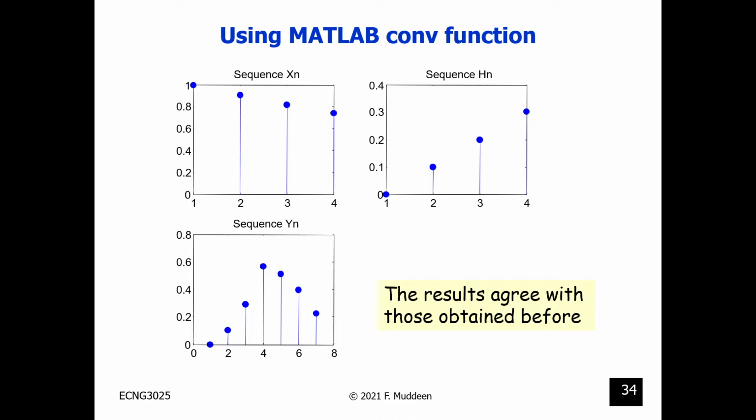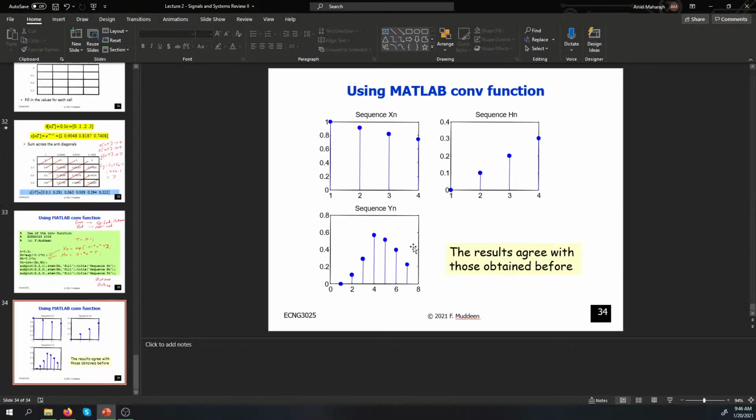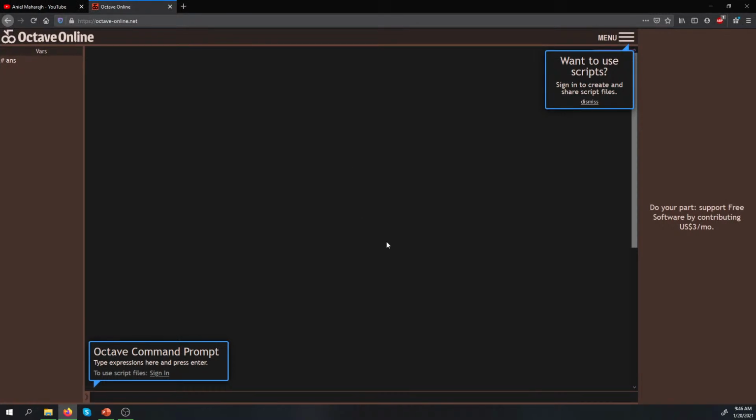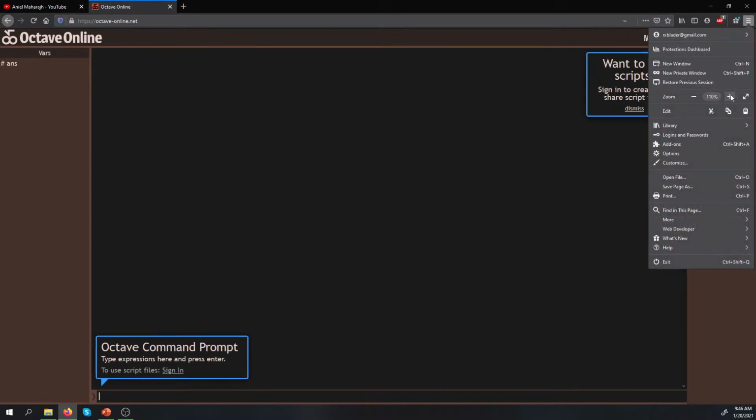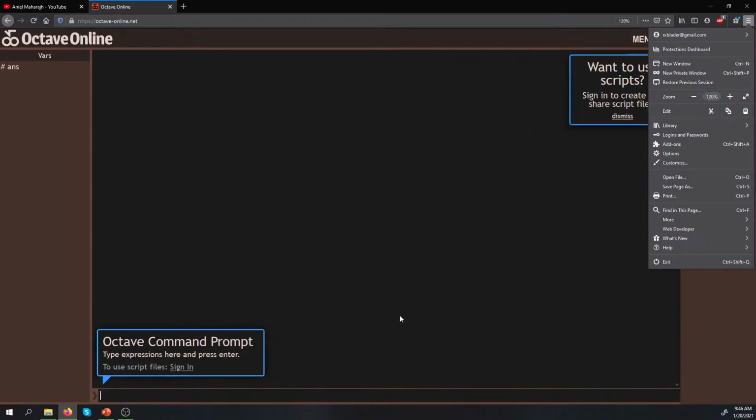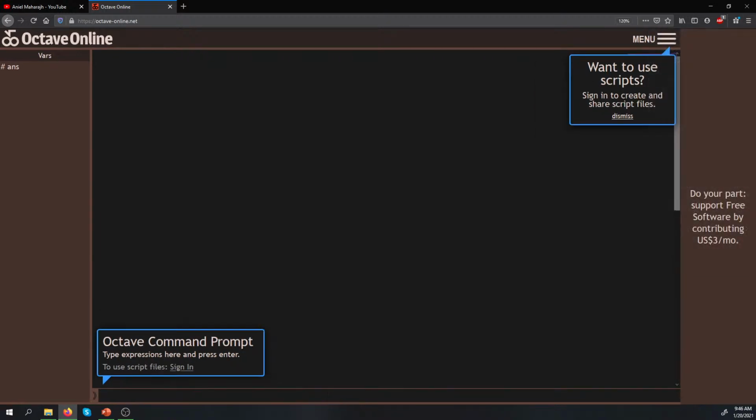Alright, so it doesn't look like anyone has any questions regarding the material of this lecture, so I'm going to show you guys how we use Octave Online here to actually do our convolution evaluations. So let me put this up and bring this across here. Zoom this so you guys can actually see what I'm typing.